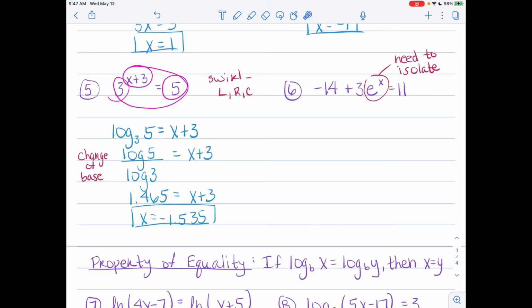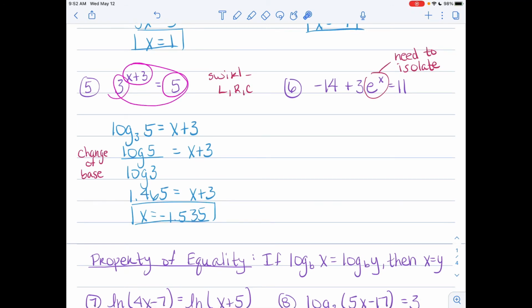Notice that on this first one, we already had a base raised to an exponent, nothing in front, nothing tacked on after the exponent, but this one is going to take some work. The first thing that I want to do is let's go ahead and get rid of this completely extra term outside of the term that has the e raised to the x power. So I'm going to move the negative 14 to the other side, leaving me with 3e raised to the x is equal to 25.